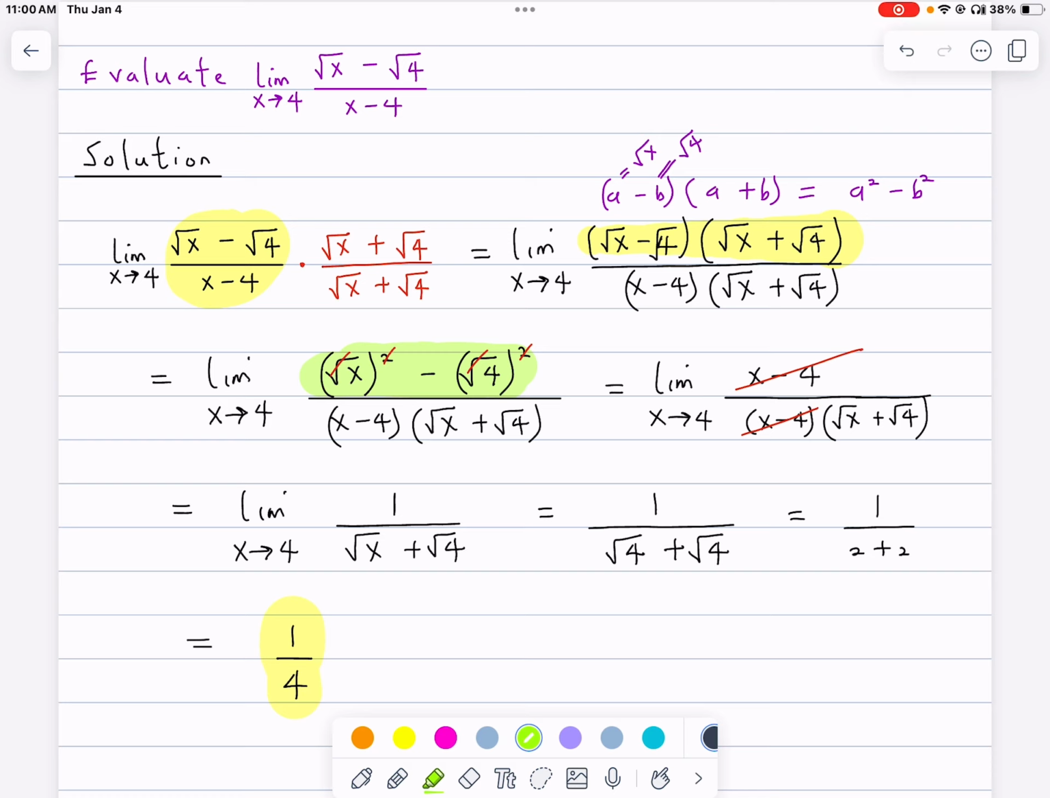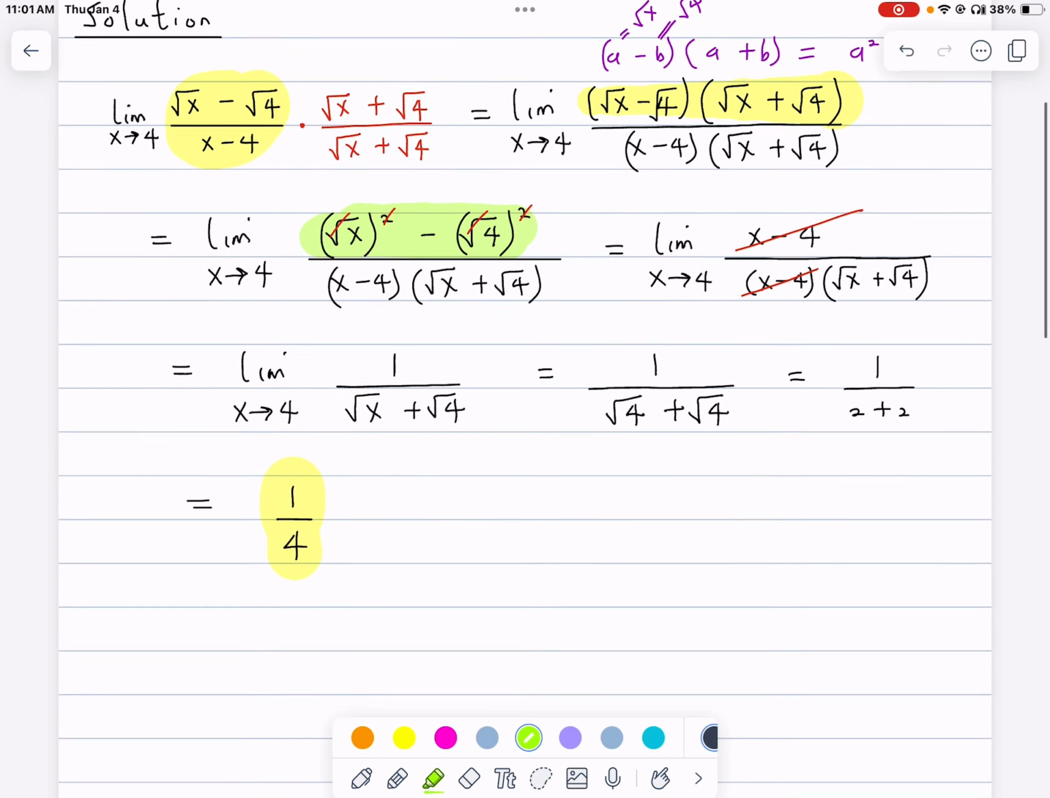And my square cancels the square root, and I'm left with the limit of 1 over square root of x plus square root of 4 as x approaches 4. And I just plugged in 4 and I simplified and I got 1 over 4.